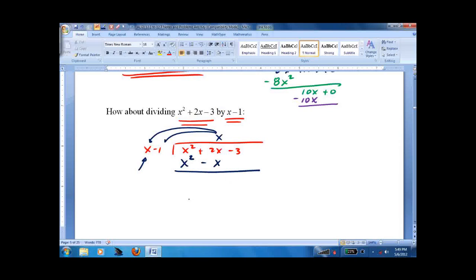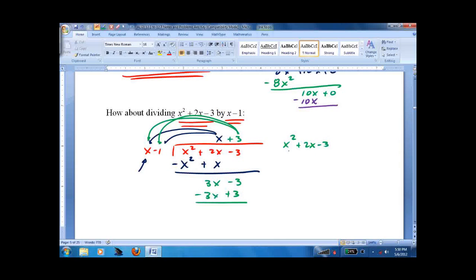You probably forgot. Now we subtract. We have to change all the signs. Tricky. What's next? Well, we got to actually add down. We get 3x minus 3. And now what times x is 3x? Just 3. I don't trust myself. 3 times x is 3x. 3 times negative 1 is negative 3. Change the signs. Remainder of 0. So, x squared plus 2x minus 3 over x minus 1 equals x plus 3. It's beautiful.